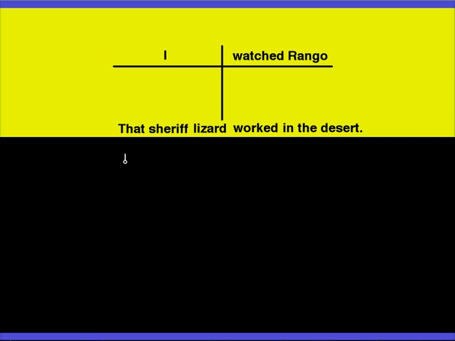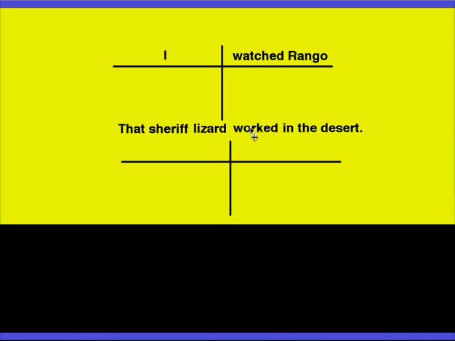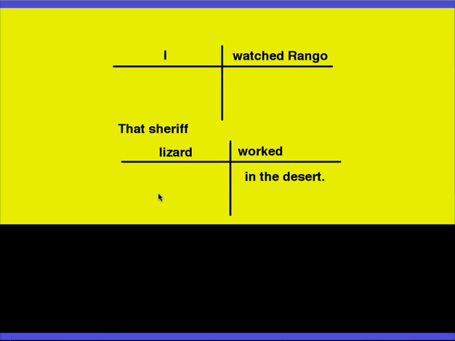But let's look at another one. That sheriff lizard worked in the desert. We always find the verb first. So what happened? Worked. Worked where? In the desert. I'm putting in the desert below the line because it doesn't answer the question, worked what? We would only put the what above the line. In the desert tells us where that sheriff lizard worked. So who or what did that working? The lizard. Which lizard are we talking about? That sheriff. So this sentence does have describing words under the line.